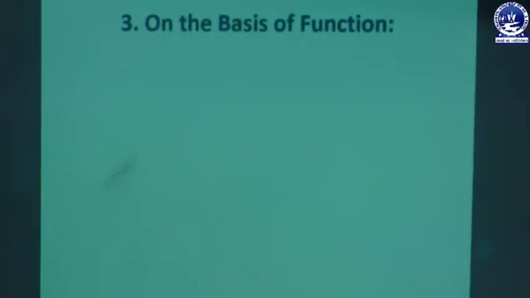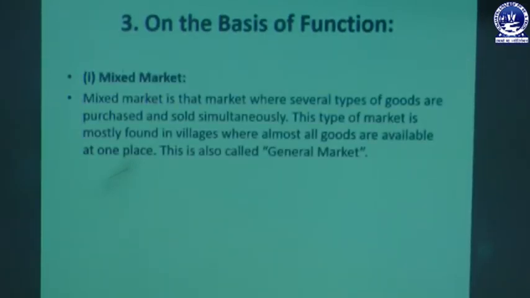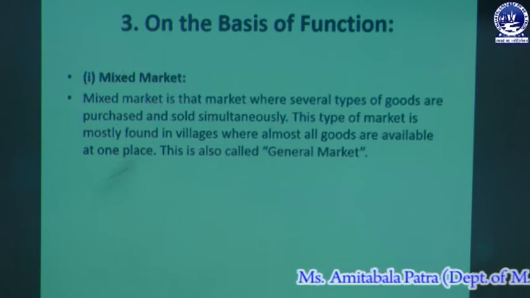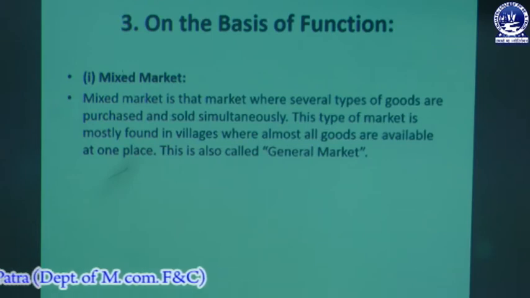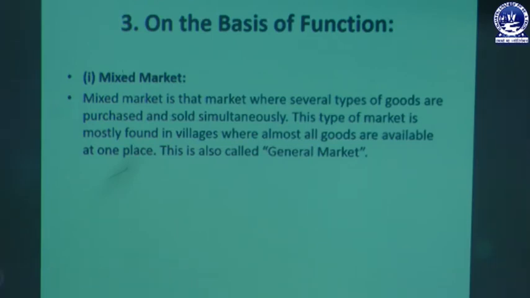Now on the basis of function, we also have different categories of market. The first is the mixed market. A mixed market is a market where several types of goods are purchased and sold simultaneously. There is a mixture of products available in that market, which is why it is called a mixed market. This type of market is mostly found in villages, where almost all goods are available in one place. This is also called a general market.